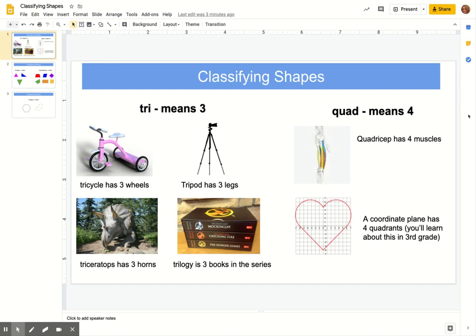Today, let's talk about classifying shapes. The first thing I want to talk about is some vocabulary that will help you understand the shapes a little better. So over here, let's talk about tri.